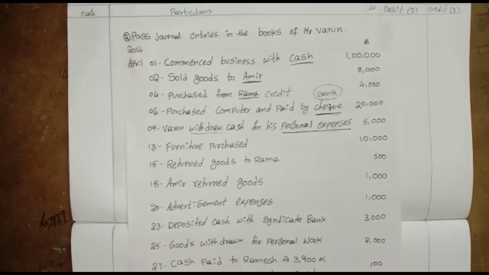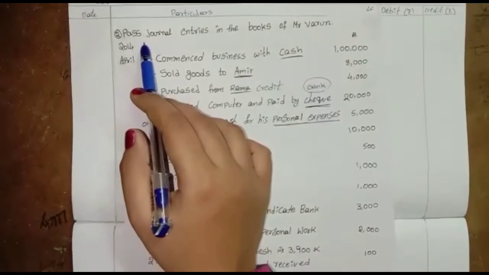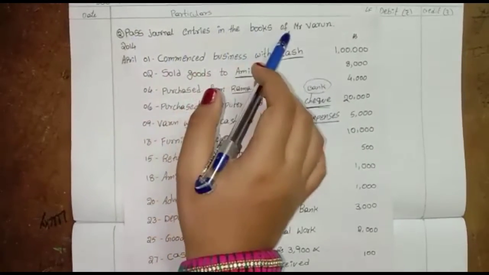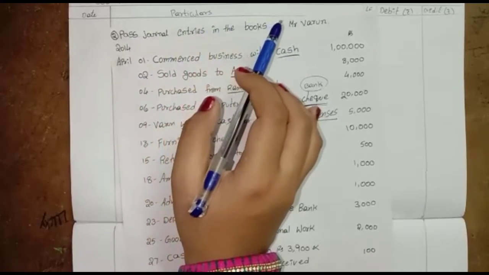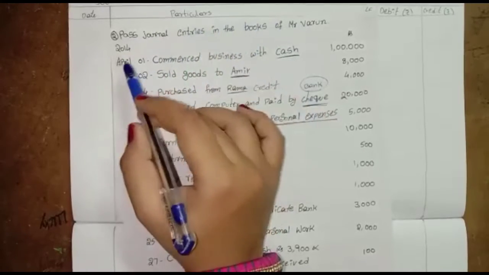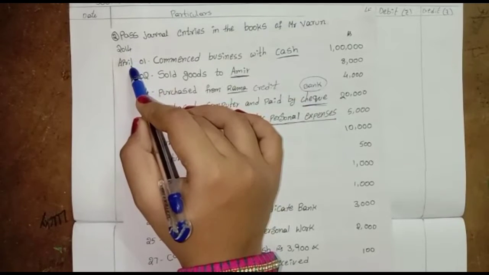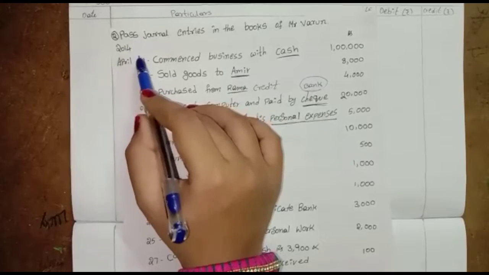Day 4 class. Today we are going to discuss another type of sum. Here is our question: pass journal entries in the books of Mr. Varun. We are going to write the journal entries in the books of Mr. Varun. In April 2014, he started a business.